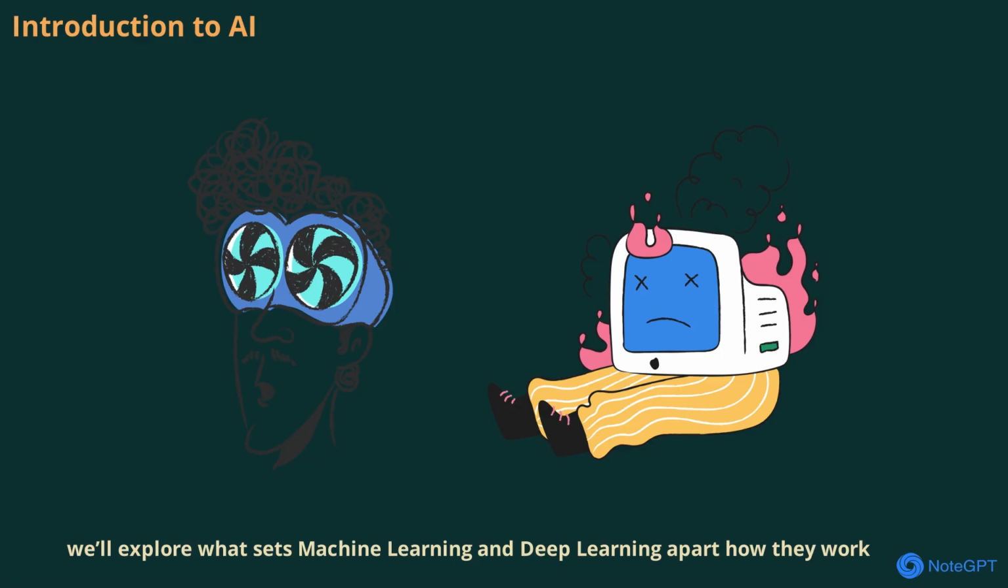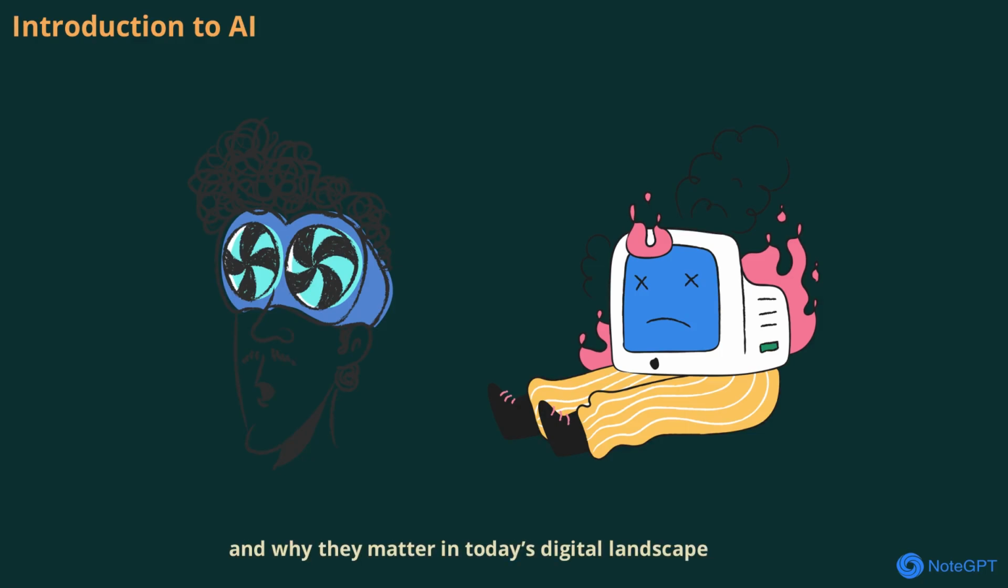In this video, we'll explore what sets machine learning and deep learning apart, how they work, and why they matter in today's digital landscape. Let's begin by defining these concepts and their roles in artificial intelligence.